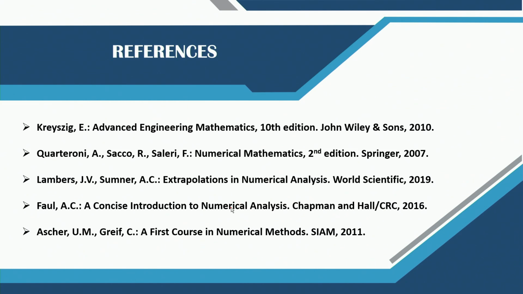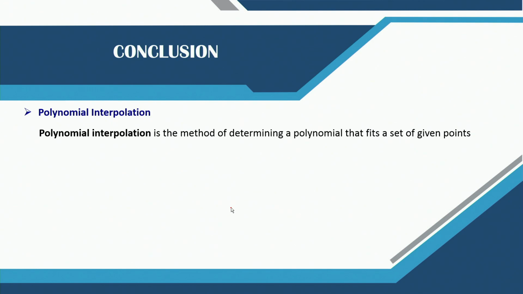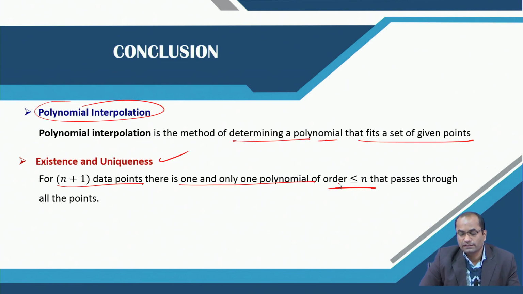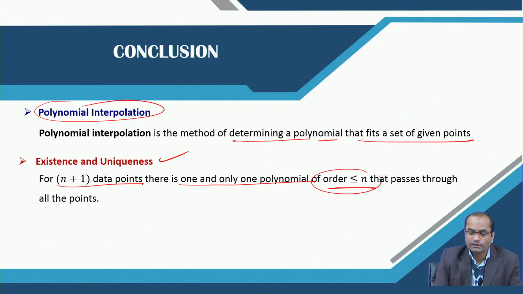So, these are the references we have used for preparing this lecture, and just to conclude, we have introduced polynomial interpolation, which is the method of determining a polynomial that fits a given set of data points. And we have also proved the existence and the uniqueness. So, for n plus 1 data points, there is one and only one polynomial of order less than or equal to n.